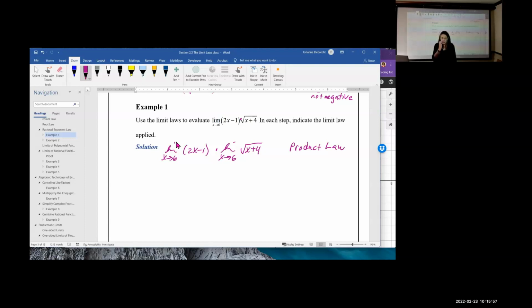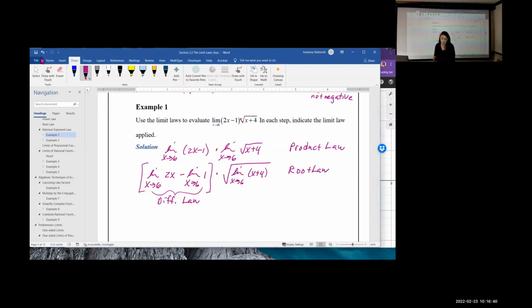All right. Then I'm going to split up the first one using the difference law. So this is going to let me write the limit as x approaches 6 of 2x minus the limit as x approaches 6 of 1. And this is the difference law. And on the right side, I'm going to take the square root to the outside and put the limit underneath it. And this is the root law.